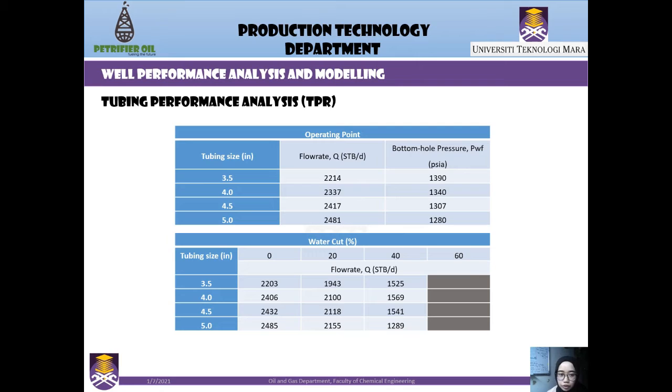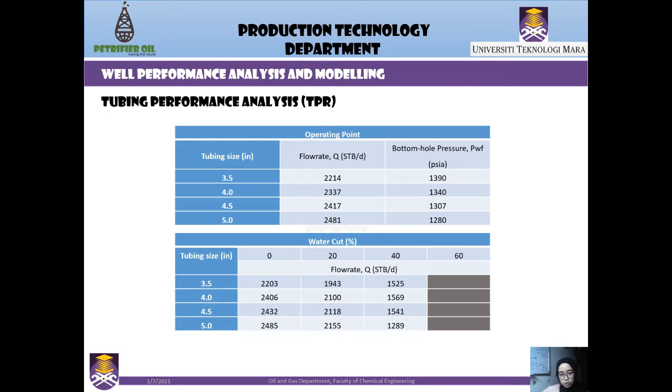operating point for the different tubing size. Our selected tubing size is 4.0 inch. The next is the sensitivity analysis on water cut. We decide to analyze the water cut starting from 0% until 80%.